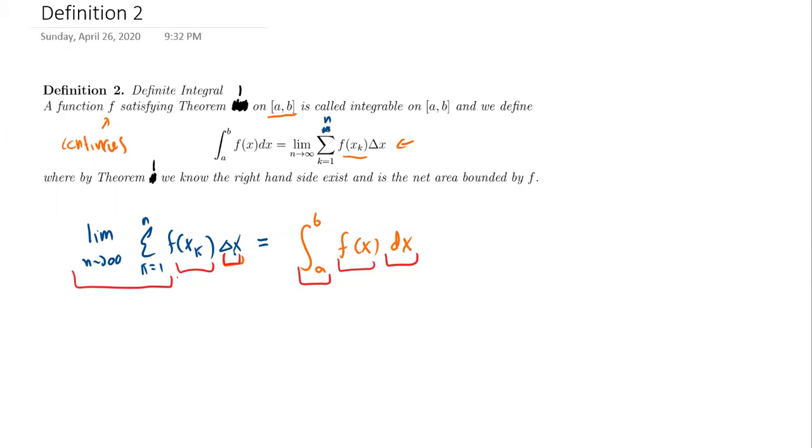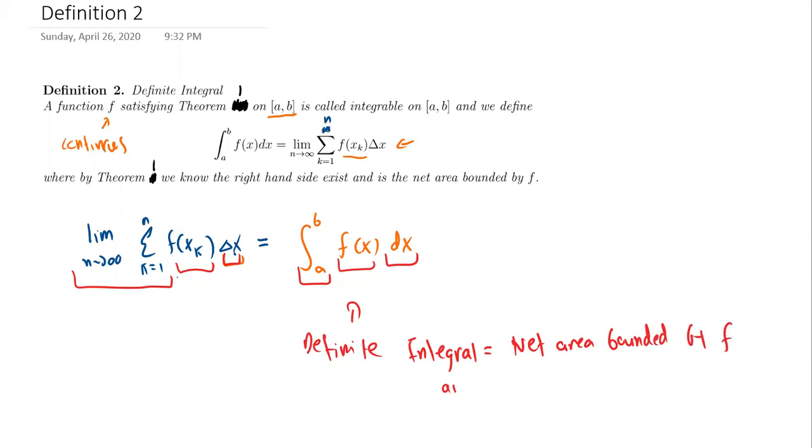So that's where this notation comes from. Now, this is called a definite integral, and notice that it means something different than the indefinite integral. This definite integral, by definition, is the net area. That's what it means by definition. Remember, this was net area. So this definite integral just means the net area bounded by f and the x-axis on the interval a to b.